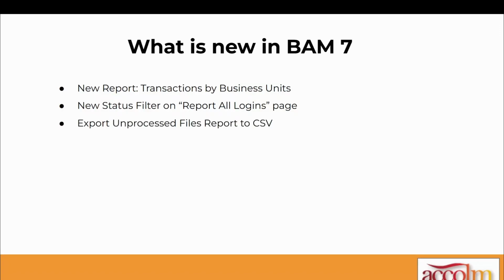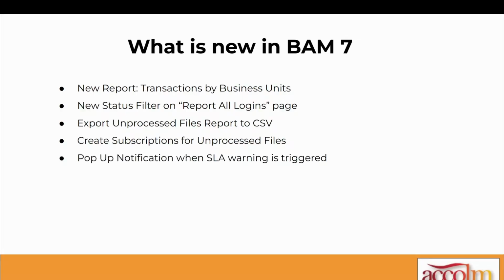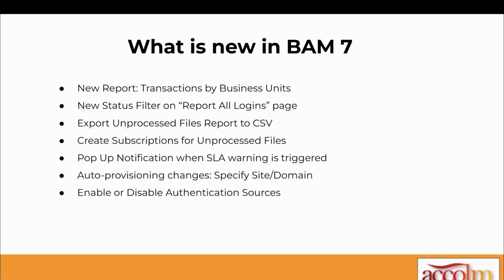We can export unprocessed files report to CSV, create subscriptions for unprocessed files. So remember, all of the unprocessed files are just a single folder. Pop-out notifications for when an SLA warning is triggered. Auto provisioning where we changed it so that you can specify site or domain, enable or disable authentication sources, and lastly, send date column for workspace transactions.